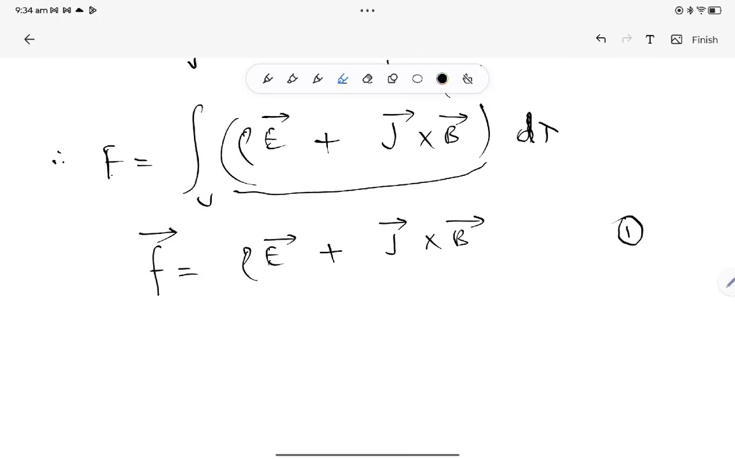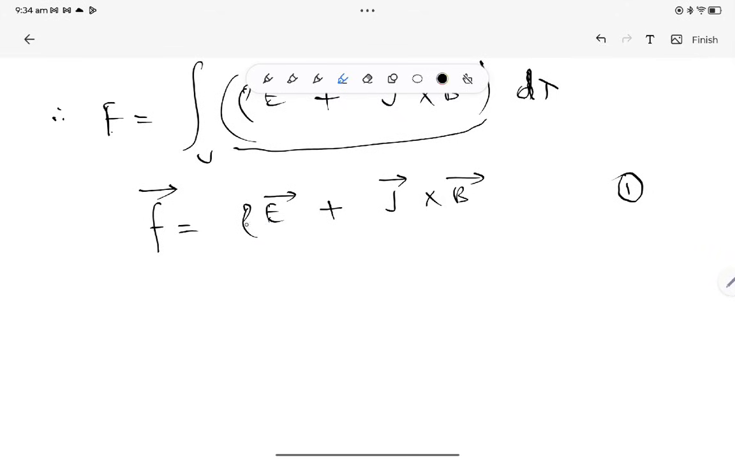Now, our first task is to replace this rho and J in the equation, to eliminate them. And in their place, we want only fields. Here, no rho, no J. Now, how to do it? For eliminating rho, we can use Gauss's law, which tells us that del dot E is equal to rho by epsilon naught. So rho is equal to epsilon naught del dot E.